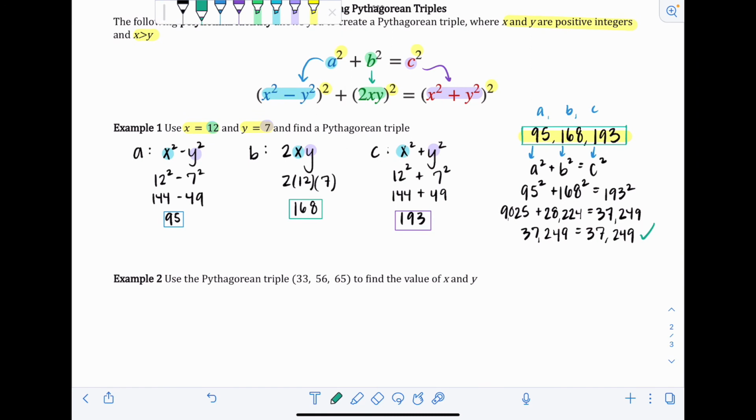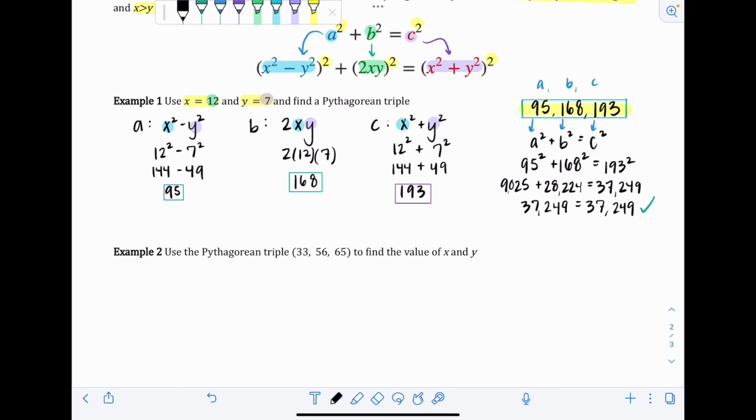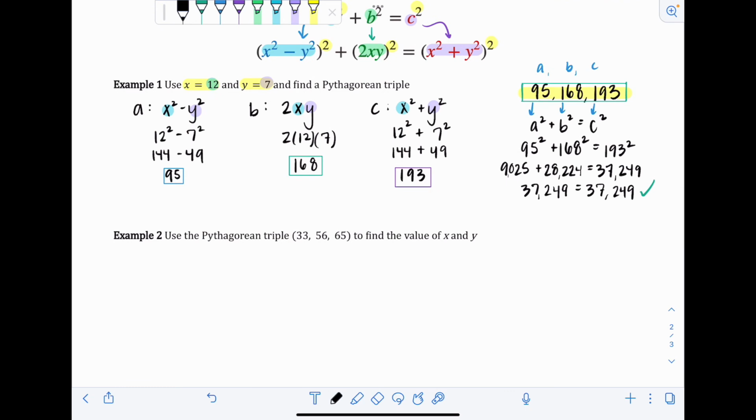And then example 2 is kind of like working backwards. So use the Pythagorean triple, 33, 56, and 65 to find the value of x and y. So we're trying to solve for two different variables. So if we're trying to solve for two different variables, we need to set up a system of equations, basically. So I'm just going to rewrite the identity down here really quick. Sorry, it'll just take a second. So x squared minus y squared, squared, and then plus 2xy, squared, equals x squared plus y squared, squared.